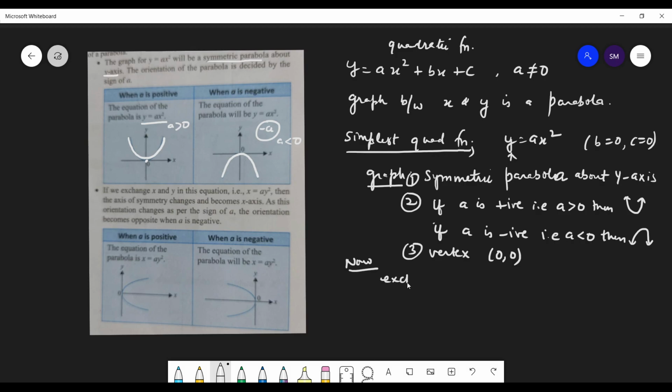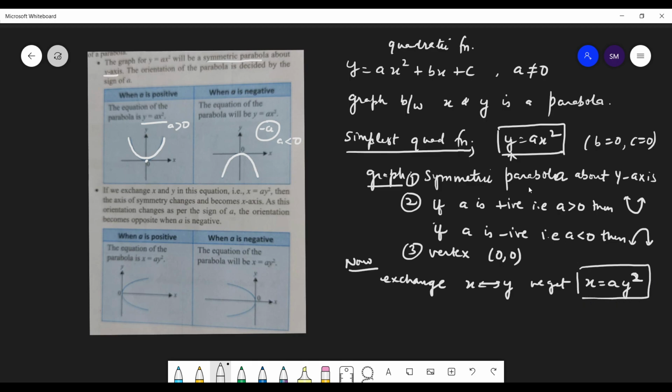Now exchange x and y. So what do we get in this equation? x equals a y squared. Now tell me, the symmetric parabola. This was your y-axis, right? So it was symmetric about the y-axis. Now this graph will be symmetric about the x-axis. Yes or no?